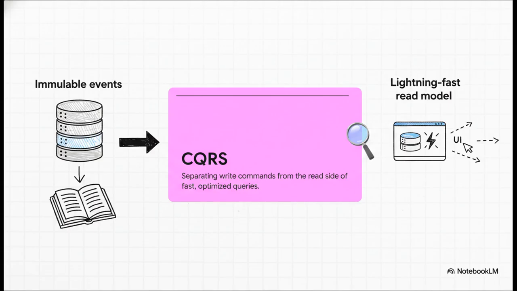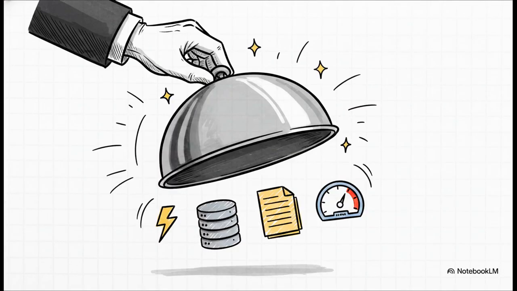You separate the write side, where your immutable events are appended, from the read side, which is essentially a fast read model that gets incrementally updated. It's a projection tailored exactly to what your UI needs to display. Because you've separated your reads from your writes, you unlock this incredible optimization menu. Event sourcing gives you massive flexibility.